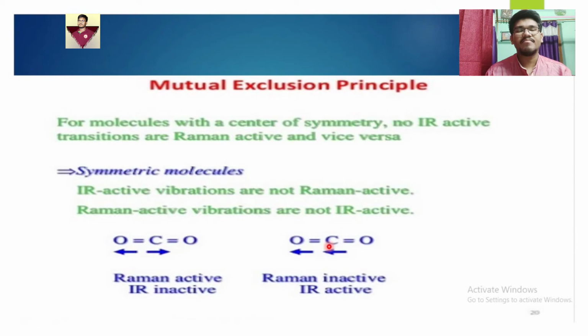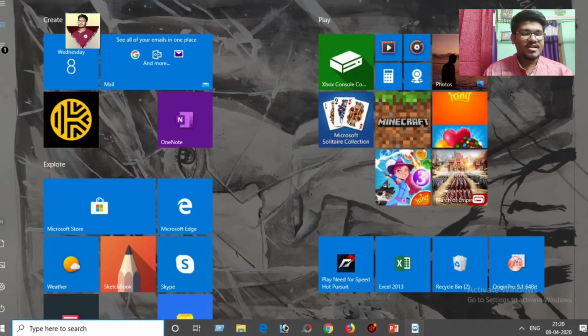So a molecule will be called Raman active if and only if there is a change in the polarizability of the molecule. So here there is a change in polarizability, so it is Raman active, but here there is no change in the polarizability of the molecule, so it is called Raman inactive, IR active. Okay, so this is a little concept about polarizability.